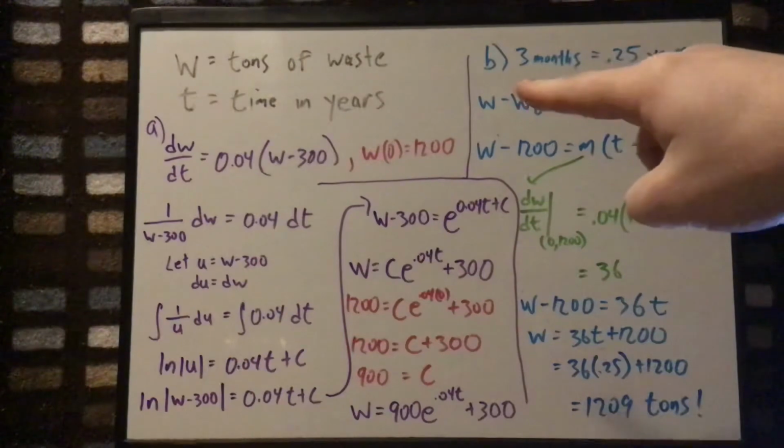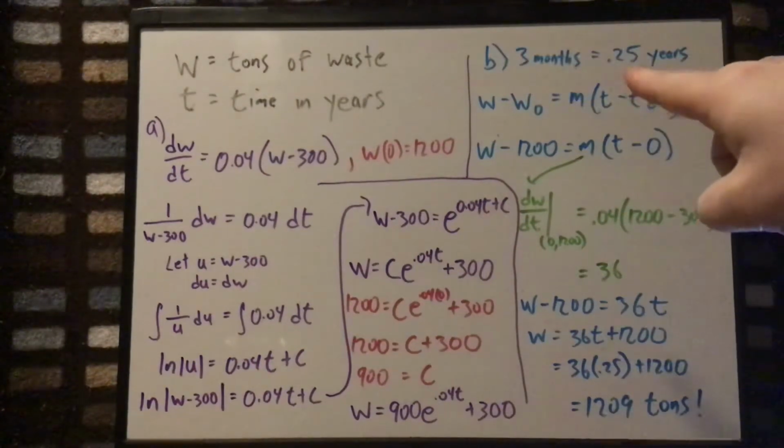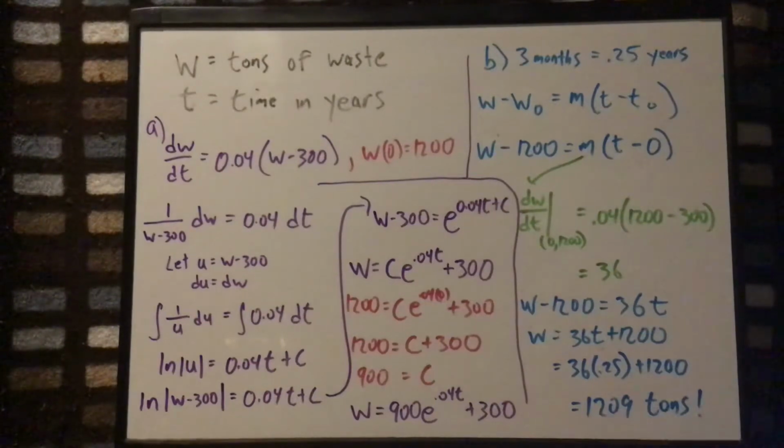So when they give me 3 months, I don't want to keep it as 3 months. Basically, how many months are in a year? 12. I have 3 out of the 12 months. 3 out of 12 is a quarter. So 3 months is a quarter year. So I have 0.25 for years. I want to use that number, not the number 3 months.